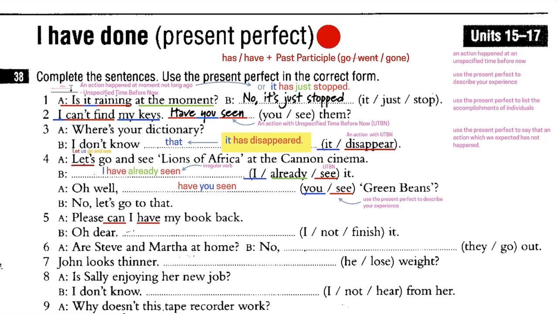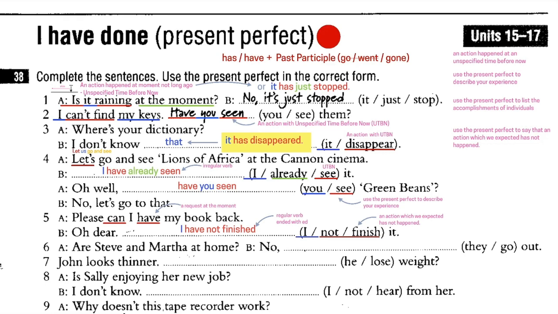Now we go to question number 5. "Can I have" is a request at the moment. "Not finished" is an action which we expect but has not happened. And the word I is telling us whether we should use has or have. So the answer, I have not finished. Now, take a look at the word finished. It ends with ed, so it's a regular verb.